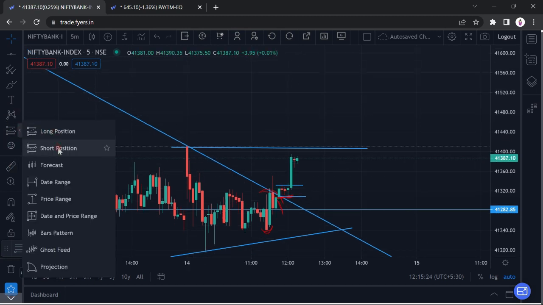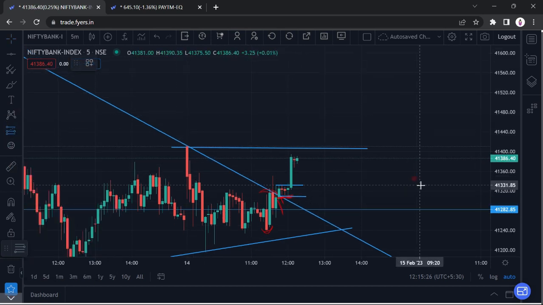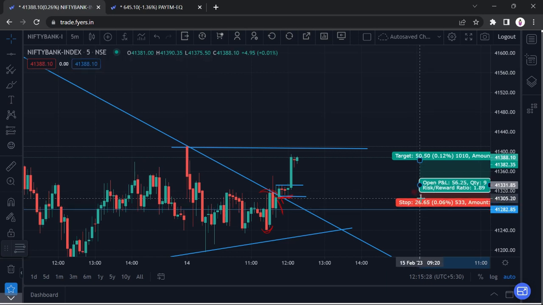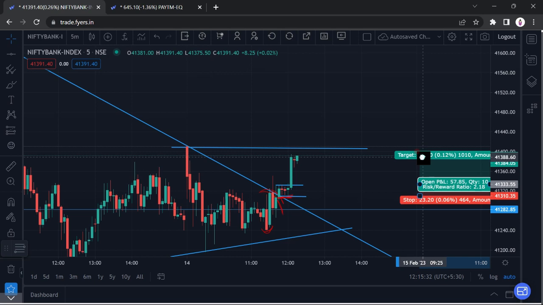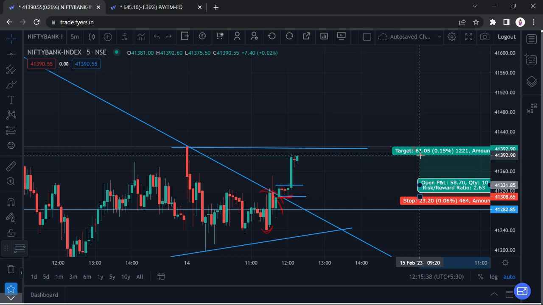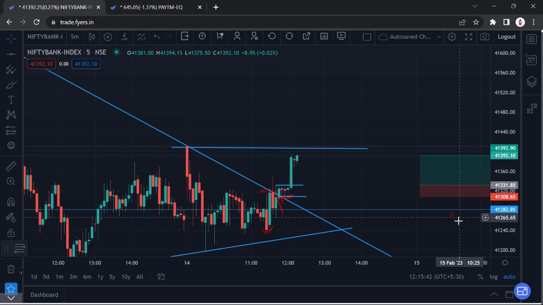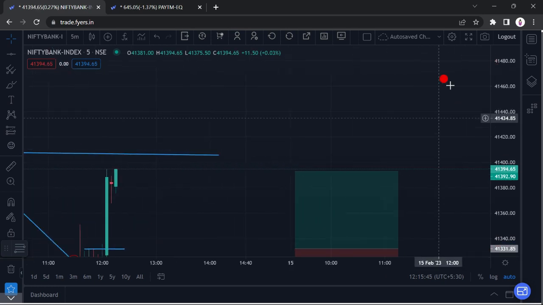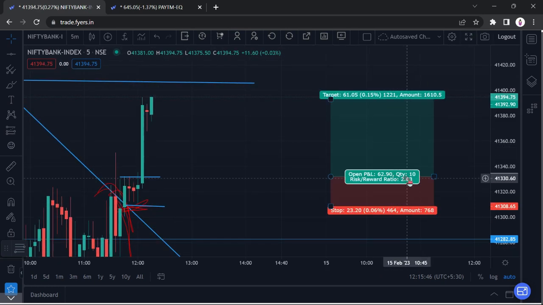If you see this, it's a long position, right? I entered here, my stop loss was around this area, and I exited around this area. This is my stop loss. Now, what is the risk to reward? The risk to reward is 2.63. That means my risk to reward is more than 2, because if I'm ready to lose 1 rupee, I'm getting 2.6 rupees as reward.